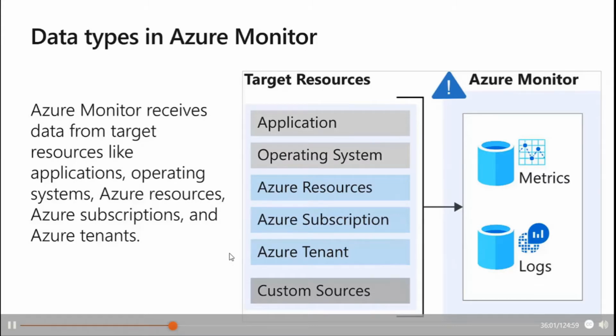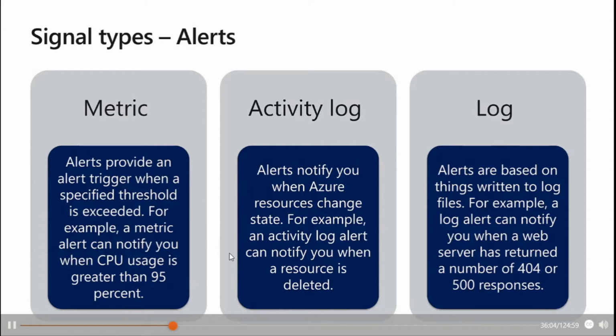Then I have here several different types of signals that I can have. So I have metrics, activity logs, and logs. For example, metrics: we're talking about a metric that can provide an alert trigger when a specified threshold is exceeded. Let's give an example. A metric alert can send an email or fire an Azure function when CPU usage is higher than, I don't want to say 95, it's already too late, like I have here on the slide, but let's just say 75, 80%. I can fire an alert, and then I can fire another alert at 95, that's fine too.